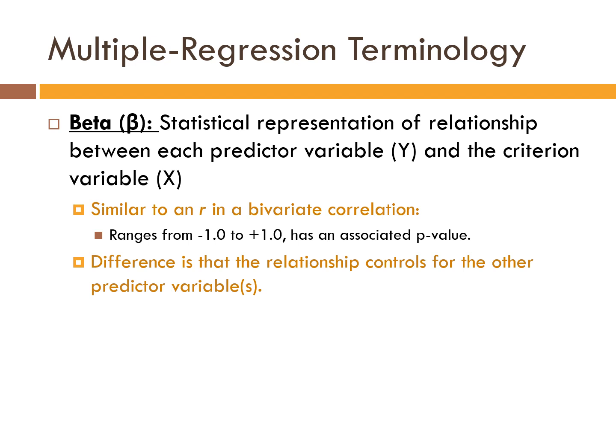This is similar to an R in a bivariate correlation in that it represents the relationship and it ranges from -1 to +1, and it has an associated p-value. Very similar, they're just calling it something different because it has a different method of calculating a beta. But interpretation of the beta is the same as interpretation of an R. The only difference is that this relationship, this beta value, controls for the other variables.